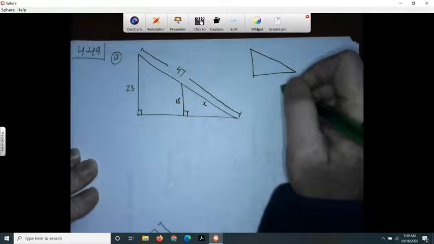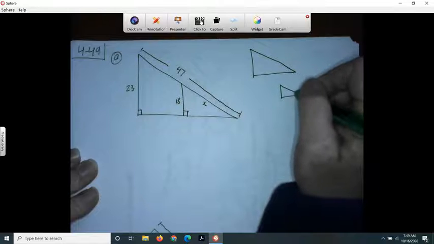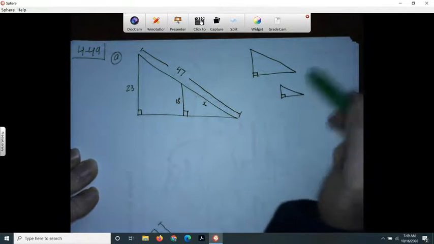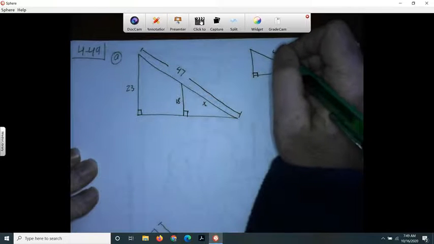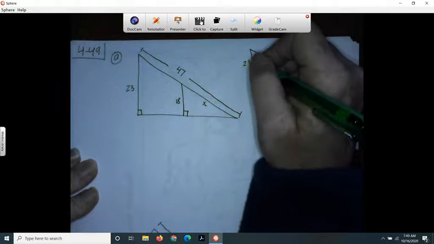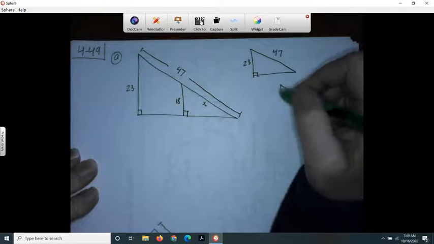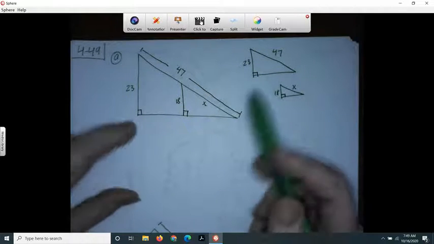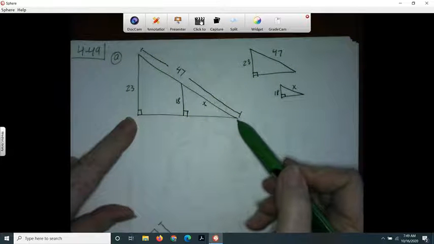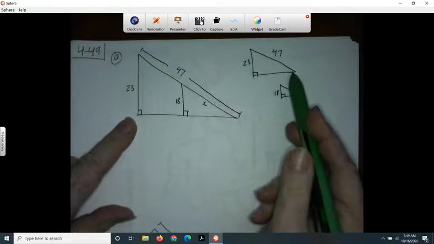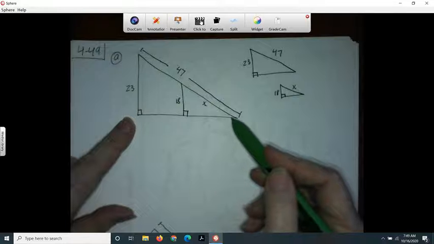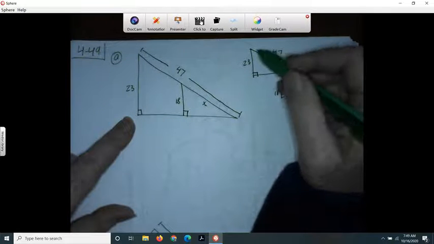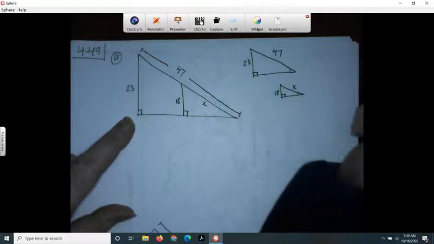I'll just explain why I can say they're similar. This big triangle has 47 here and 23, and this little triangle has 18 and x. The reason I'm saying they're similar is because they both share this angle right here. So this angle and this angle are the same because they're sharing it, and that makes this angle also have to be the same. So these triangles have angle, angle, angle similarity.